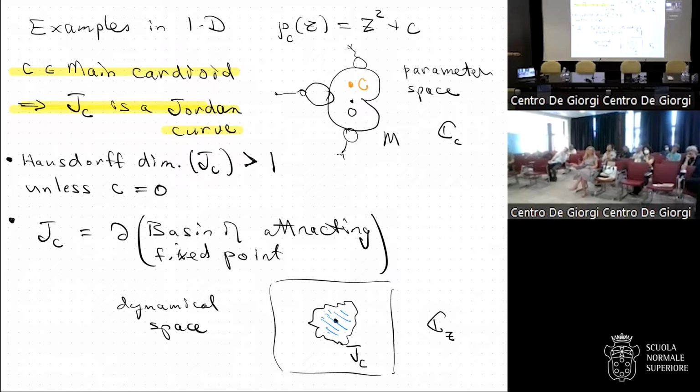If you have an attracting fixed point, it will have a basin of attraction. I'm drawing dynamical space here, I'm drawing parameter space up there. In dynamical space, there will be some basin of attraction, and it's a theorem that this is bounded by some Jordan curve. The Julia set is the boundary of the basin. It's also a theorem that if C is zero, the Julia set will be the circle. If it's not zero, it'll have Hausdorff dimension bigger than 1. That's a theorem, not a trivial theorem, but a theorem. And so that's what things look like.